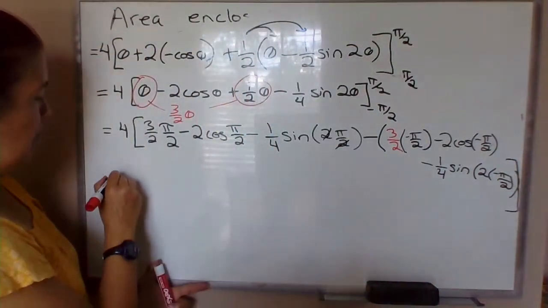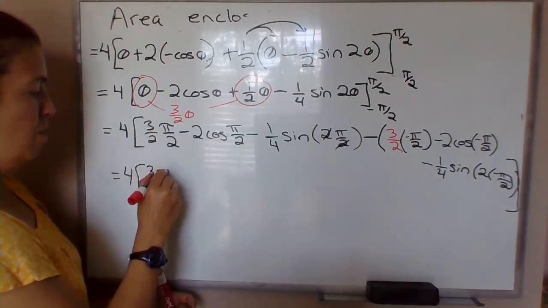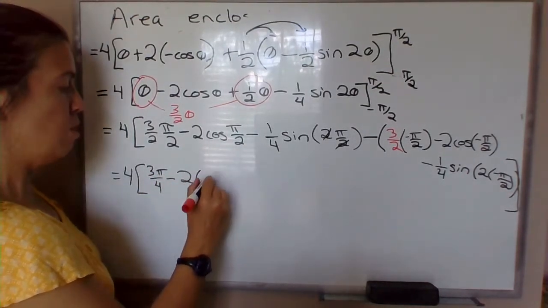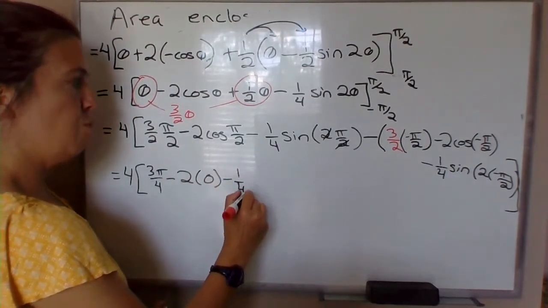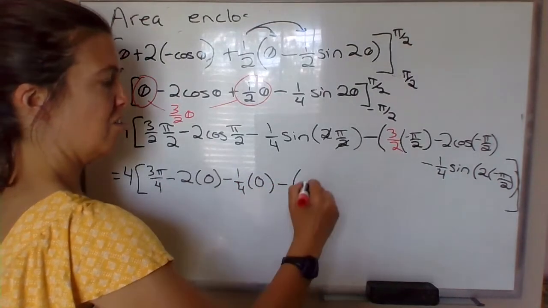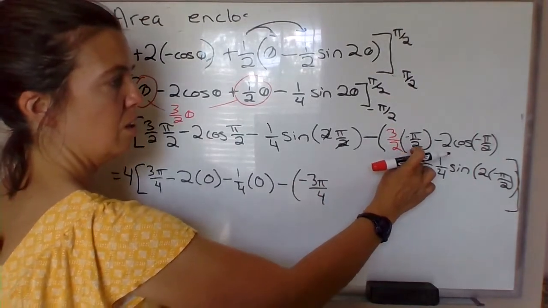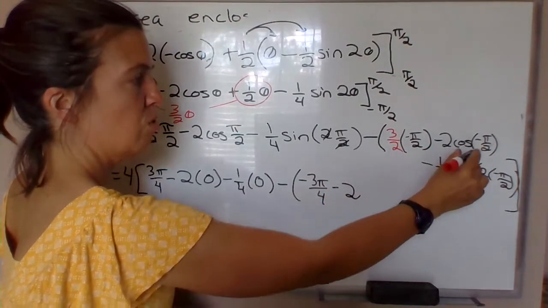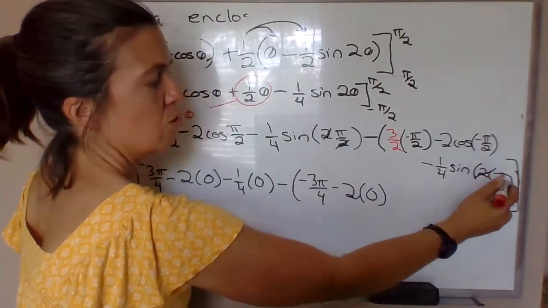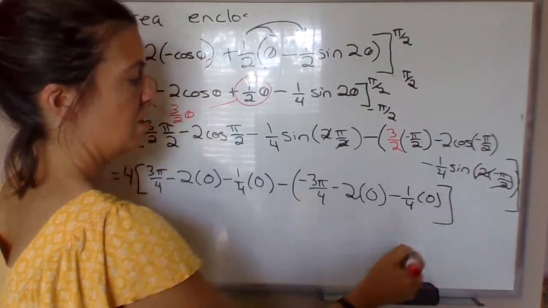Okay, let's work on evaluating. So this is 4 times 3 pi over 4, minus 2 cosine of pi over 2 is 0, minus 1/4 sine of pi is 0, minus, this will be negative 3 pi over 4 here, minus 2 cosine of negative pi over 2 is 0, and here the 2's cancel. Sine of negative pi is also 0, so 1/4 times 0. Lots of zeros here.